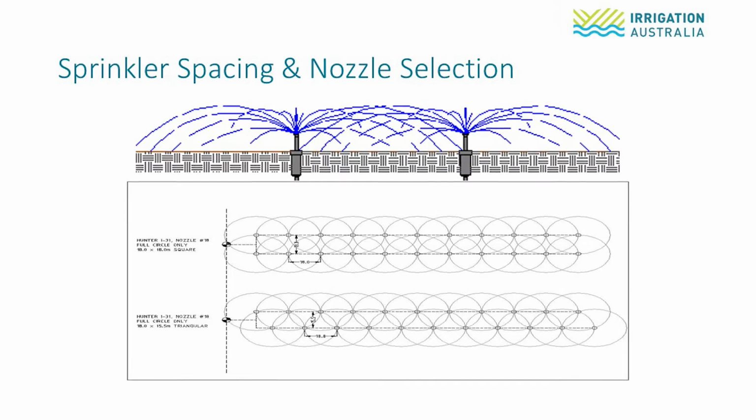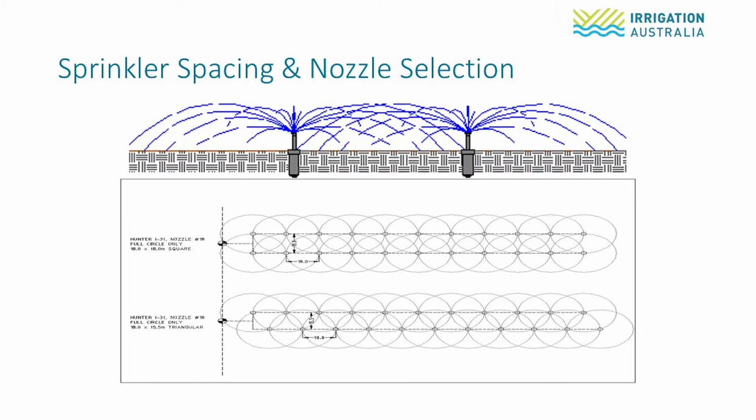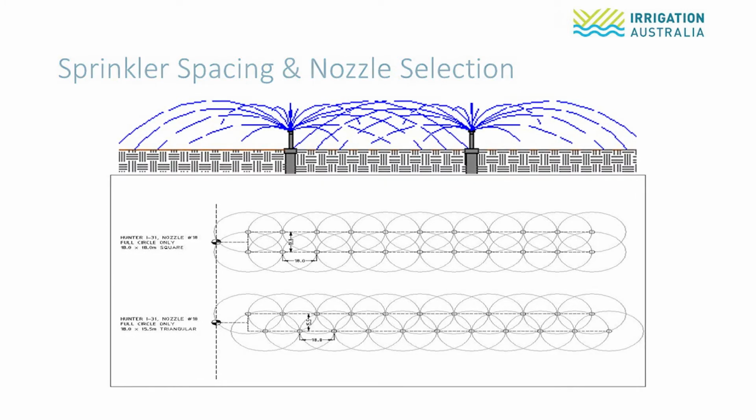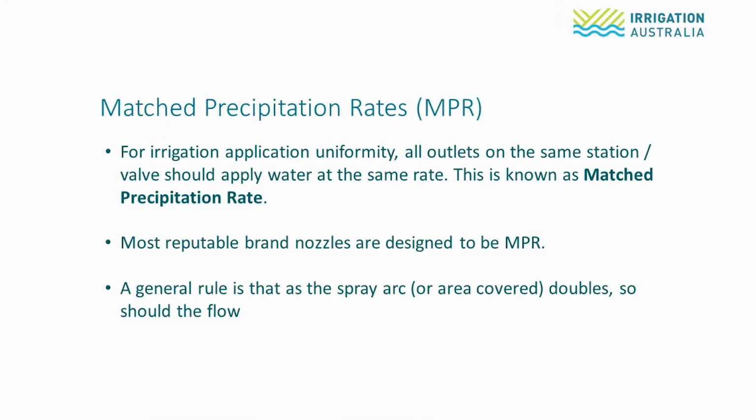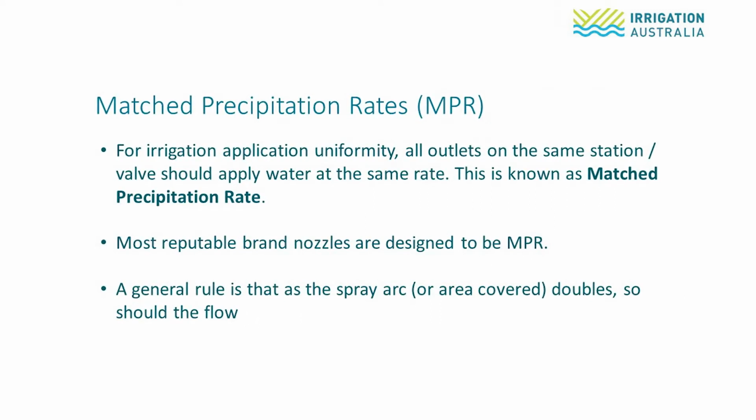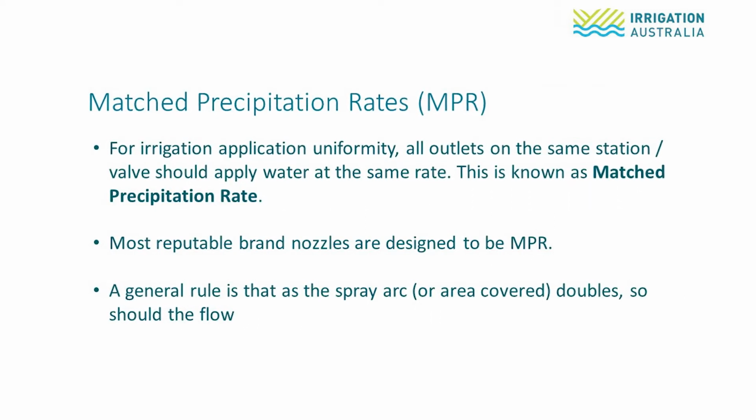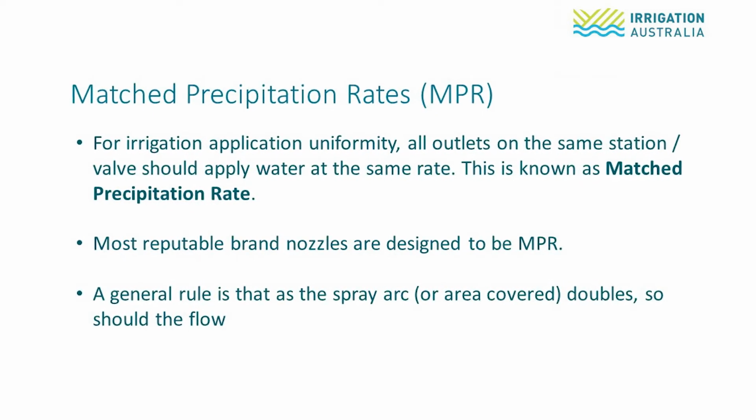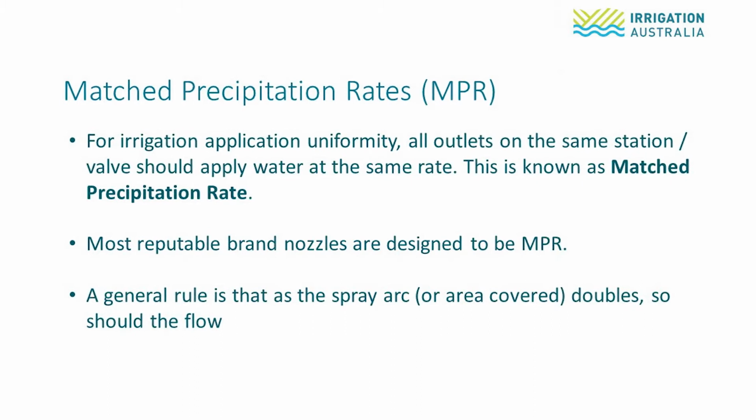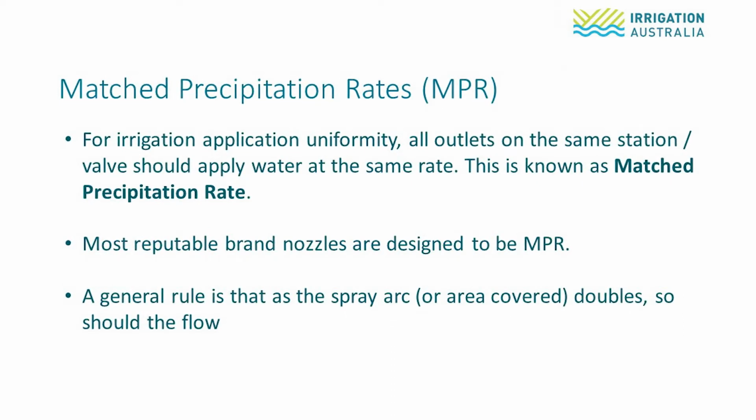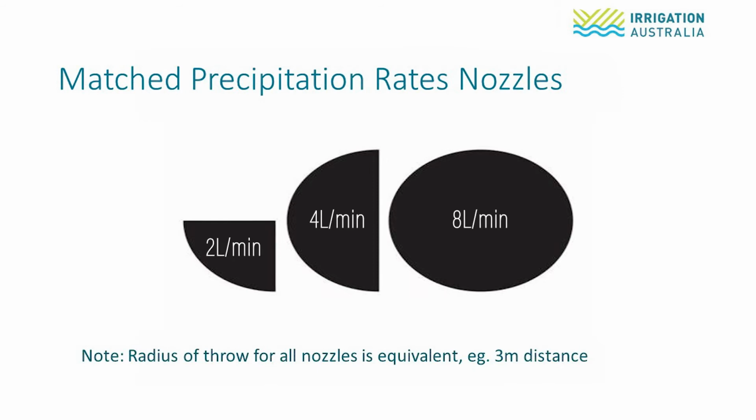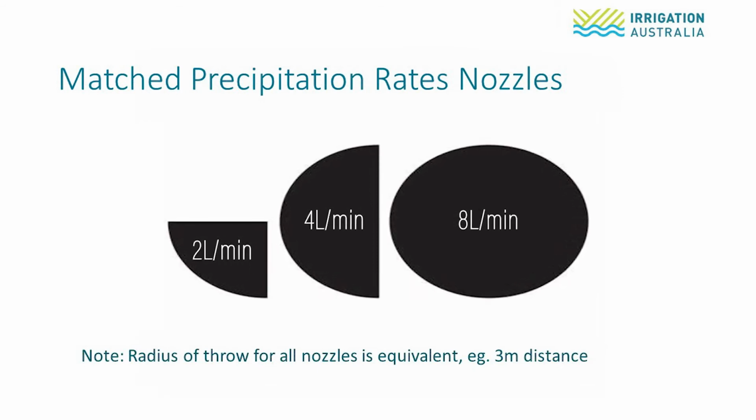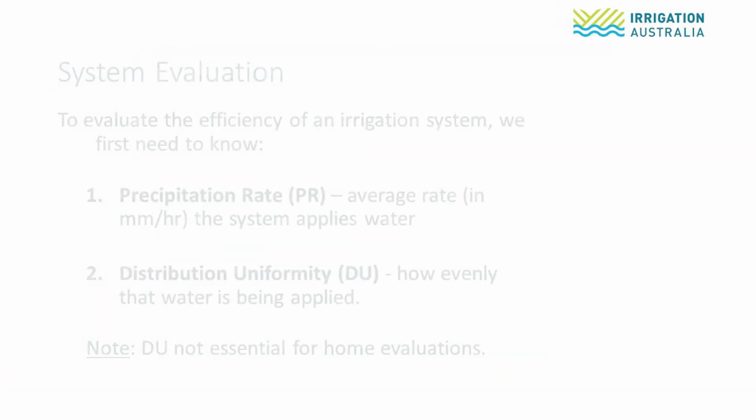Sprinklers need to be spaced correctly with appropriate nozzles to ensure head-to-head watering and an even application of water to the garden or lawn area. To ensure application uniformity, all the sprinklers on each station must be of a matched precipitation rate, or MPR. MPR means a mix of nozzle sizes will still apply the same amount of water in an even manner to a given area. As you double the area being watered, the flow from the nozzle will also need to be doubled. All reputable nozzle brands are MPR.